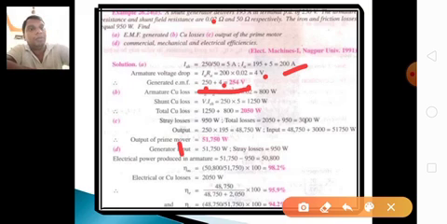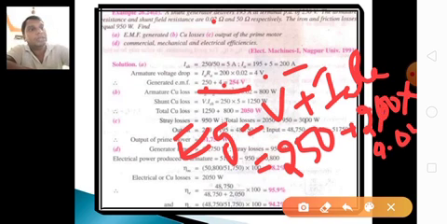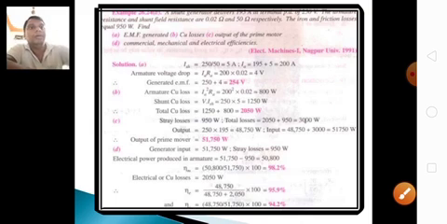So what is the formula? Eg equal to V plus Ia Ra. What is V? V is already given, 250 is given. Plus what is the current? Ia, 200, into what is the resistance? Ra, 0.02. So the point gets cancelled, 2 into 4, 8, so 254. This is the generated EMF formula.